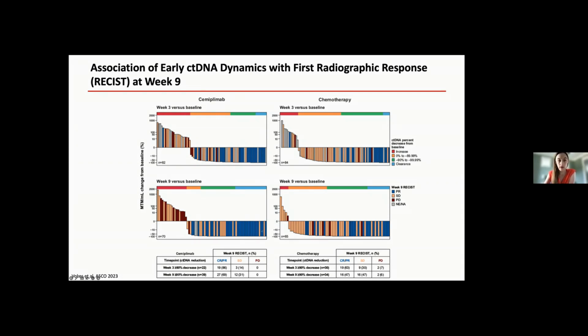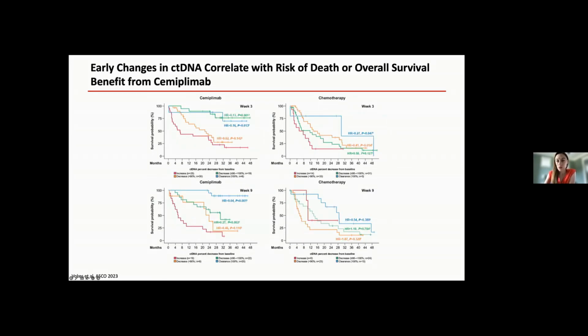Patients with CR/PR, which is shown in blue, almost all have a decrease in their ctDNA of 90% or greater. Patients with progressive disease almost all have an increase. And then the stable disease patients are split, with some going up and some going down. In the chemo group, again, the association is not as clear. And interestingly, the progressive disease patients actually had a decrease in their ctDNA. And so when we look at how these patients do, the ctDNA dynamics are a very good predictor of response in the cemiplimab group, but not as clearly in the chemo group.